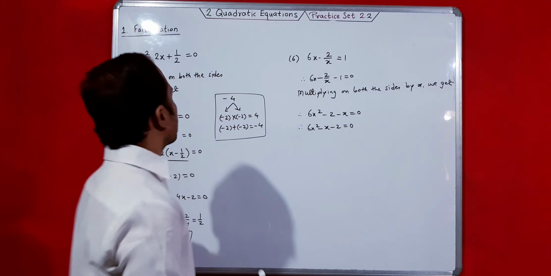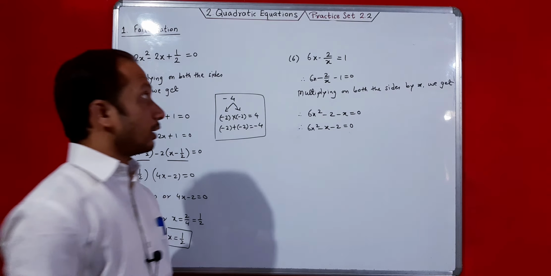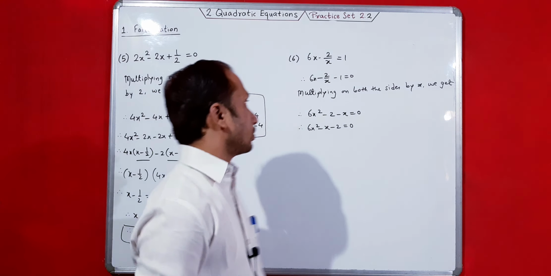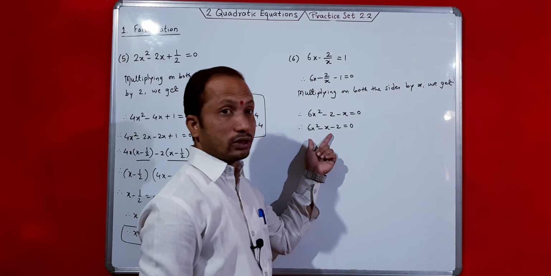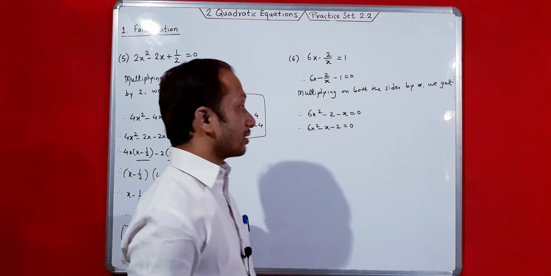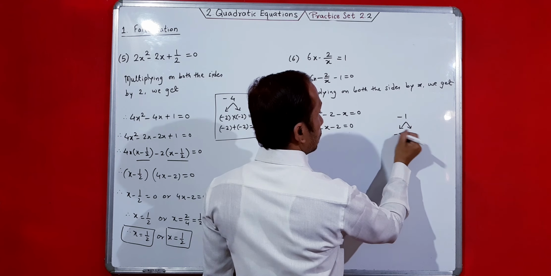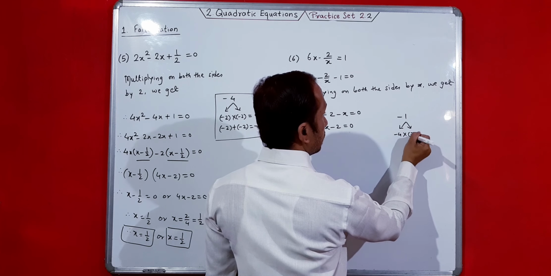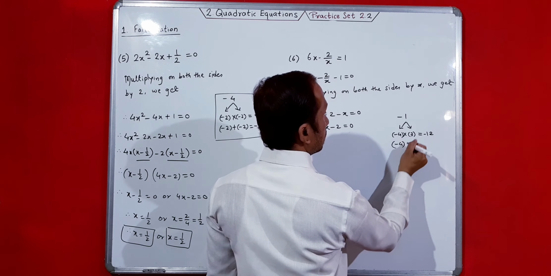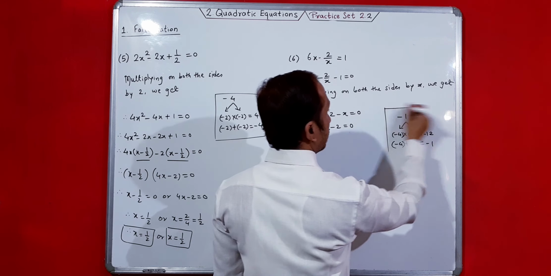So I will check, is it minus? Okay, it is minus. Now 6 into minus 2 is minus 12. So you have to factorize this minus 1 in such a way that the product will be minus 12 and the addition will be minus 1. So minus 4 into plus 3 gives minus 12, and minus 4 plus 3 will be minus 1. So these are the factors.